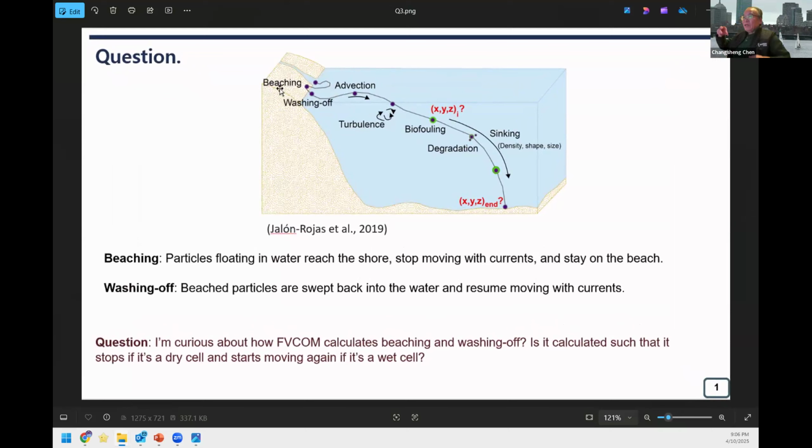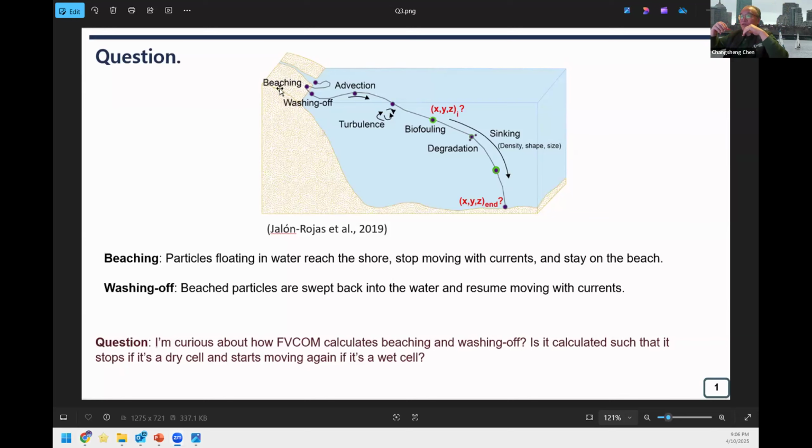For example, you have a particle moving from the wet point to the dry point. When the region that was dry before becomes wet, the particle can move in. However, at the next time step it becomes dry, then the particle stays there.